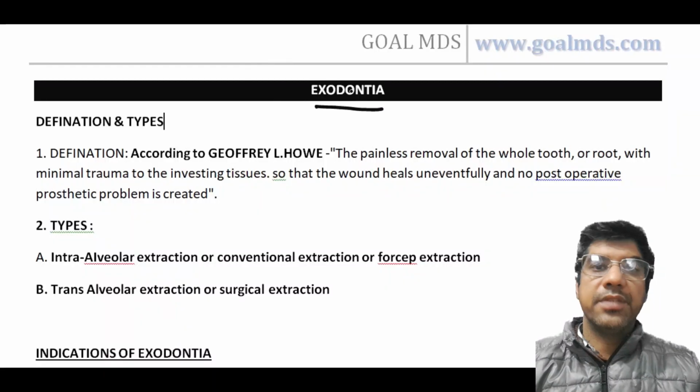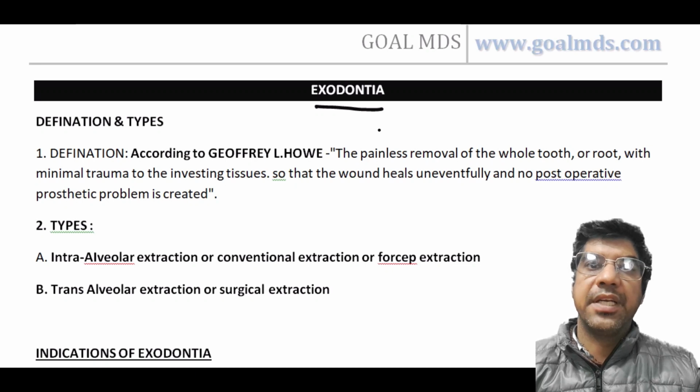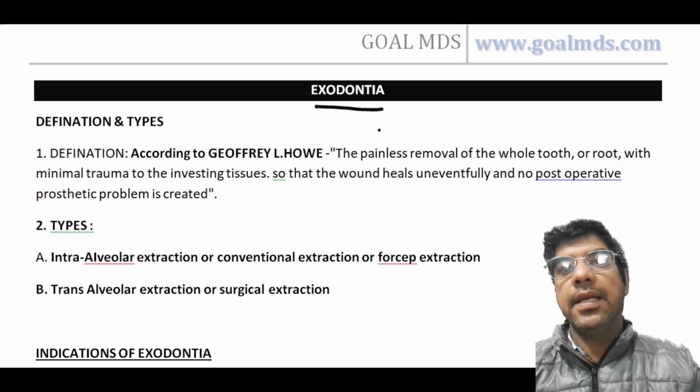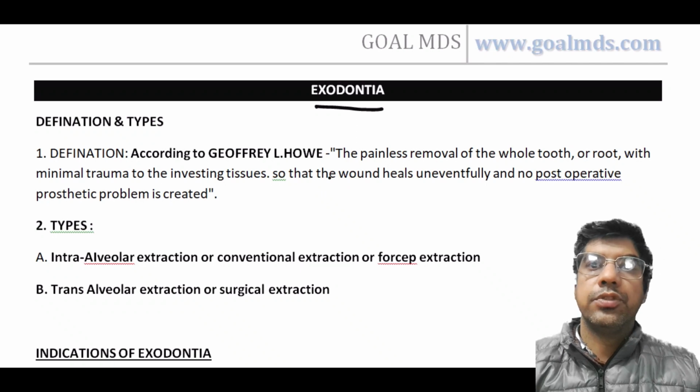Hello guys, our today's topic is on Exodontia. So what is Exodontia? As stated by Howe, an ideal extraction involves the painless removal of the entire tooth or the root with minimal trauma to the surrounding tissue. So the goal is to facilitate uneventful wound healing.